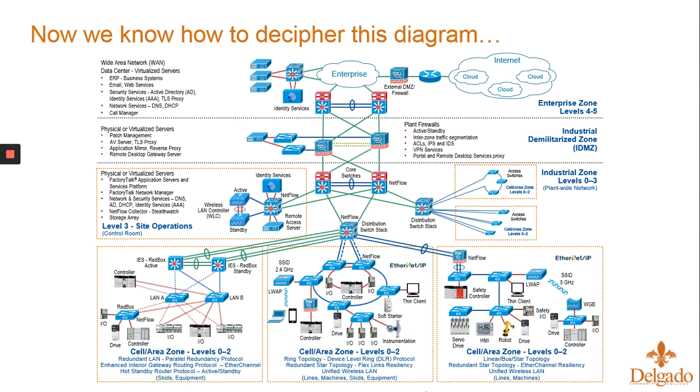So again, based on that, we know how to decipher this diagram a little better, right? When we look down here in our cells, we see the IES. So we've got an industrial Ethernet switch here and here, and industrial Ethernet switches here and here. Then as we go up here, we're getting to our distribution switches, and then up here to our core switches, and on up in the enterprise, additional core switches and routers and whatnot.